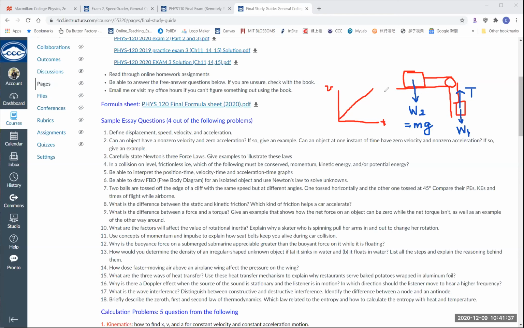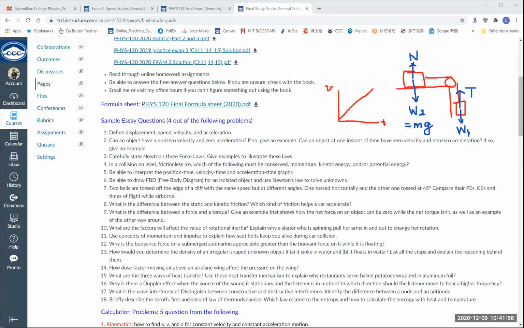Because this one is in contact with the table or the bench, you're going to have a normal force. That normal force is also known as the supporting force. It will be into the object, right? If you draw from the bottom, it goes into the object. So this one is what we call the normal force.